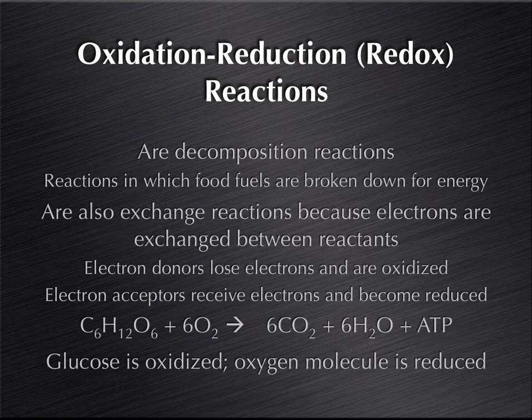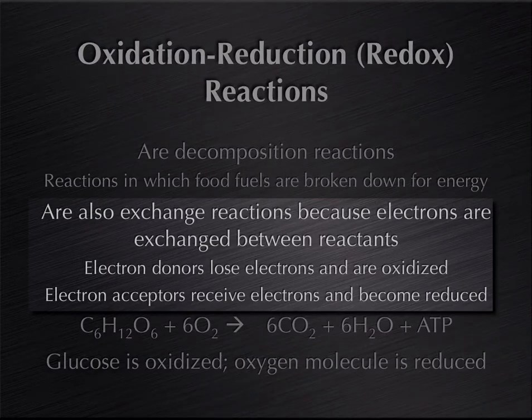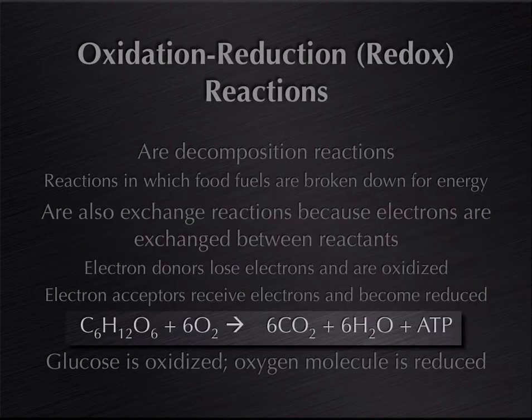In an oxidation-reduction reaction, we're always going to be removing electrons from one place and moving them over to another place. Molecules called electron acceptors get electrons. Molecules that receive electrons are being reduced. And a good example that we see here is C6H12O6, which happens to be glucose, plus some oxygens, will give us 6 carbon dioxides, 6 waters, and ATP. In this particular reaction, the glucose is oxidized and the oxygen molecule is reduced.